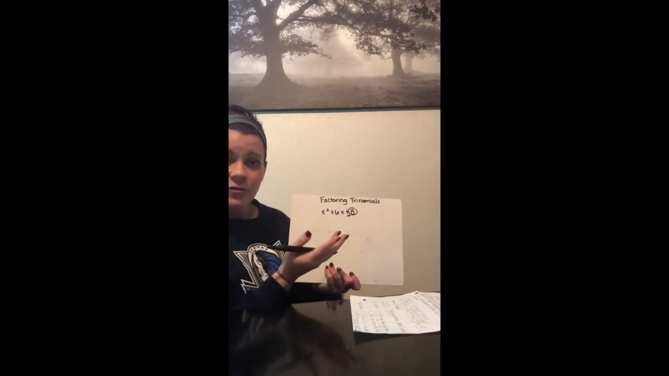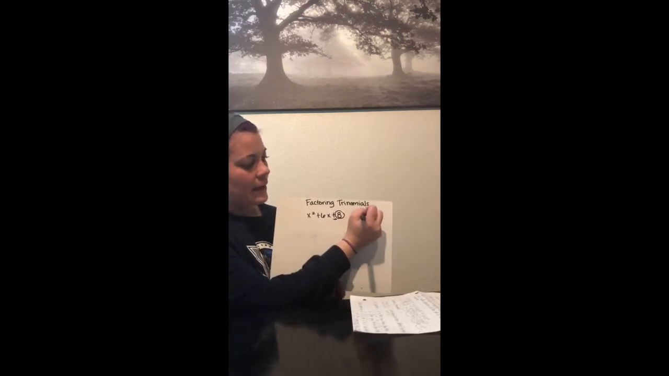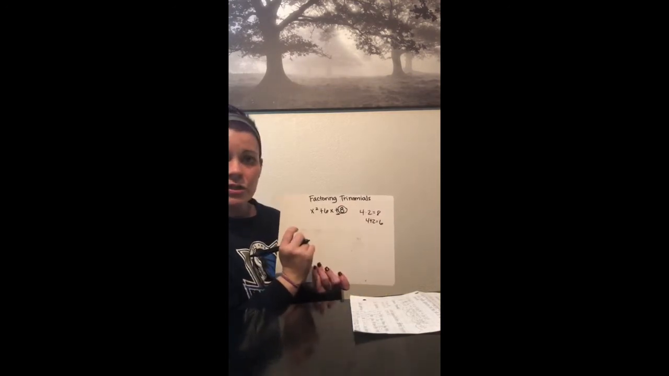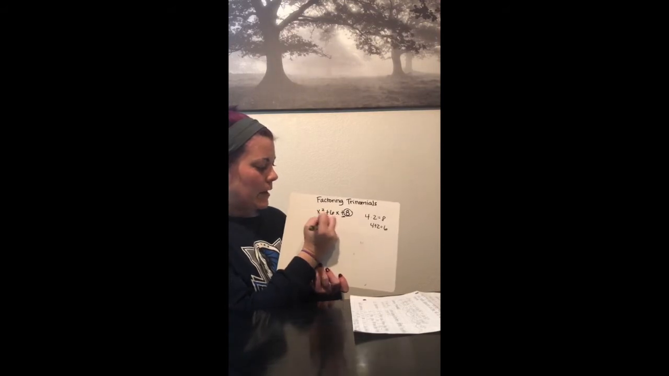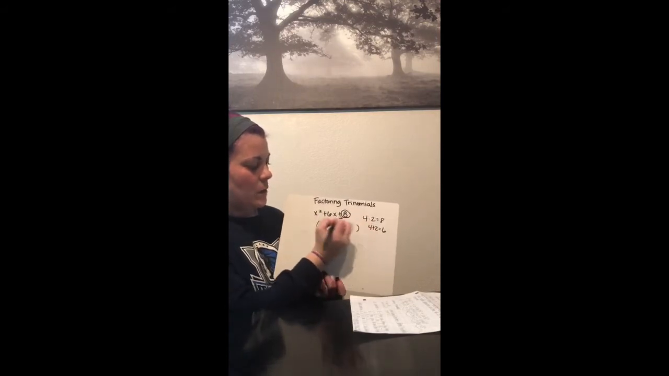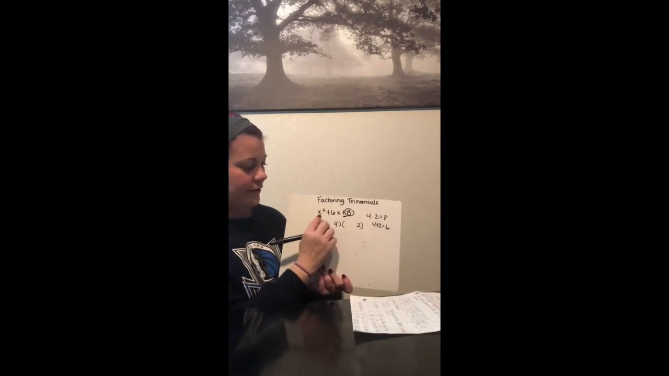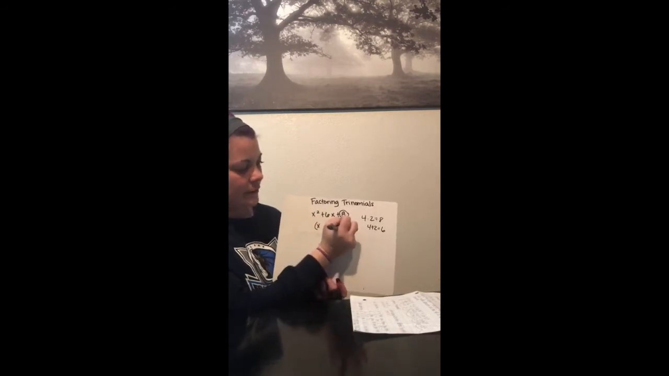Okay, so what factors of 8 when added together give me 6? Well, I know in my head 4 times 2 gives me 8, and 4 plus 2 gives me 6. So those are the two numbers I'm looking for. So in my binomials, I know that these two numbers are going to be 4 and 2, and obviously the square root of x squared is still just x.